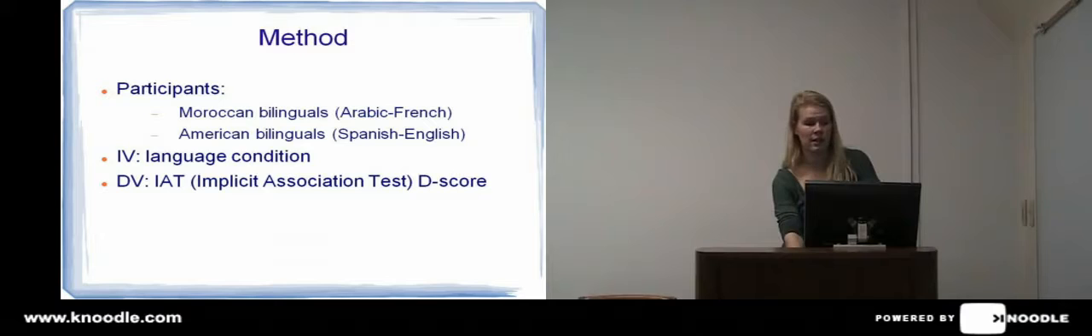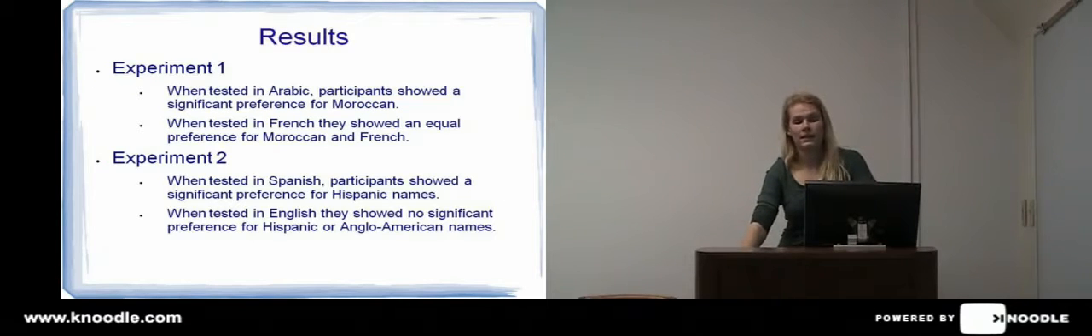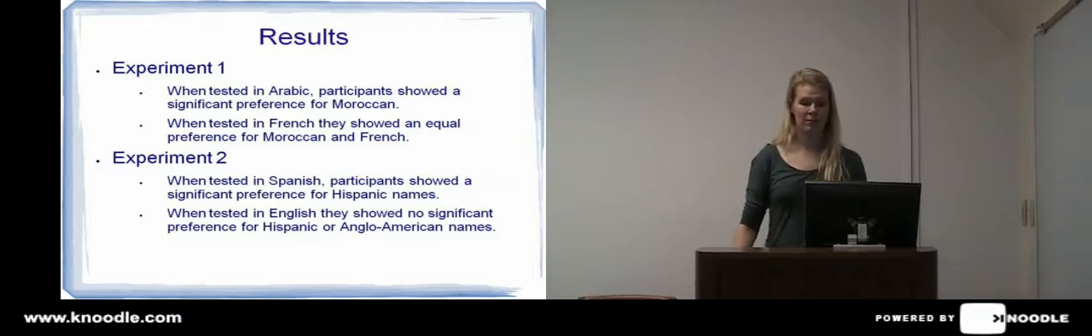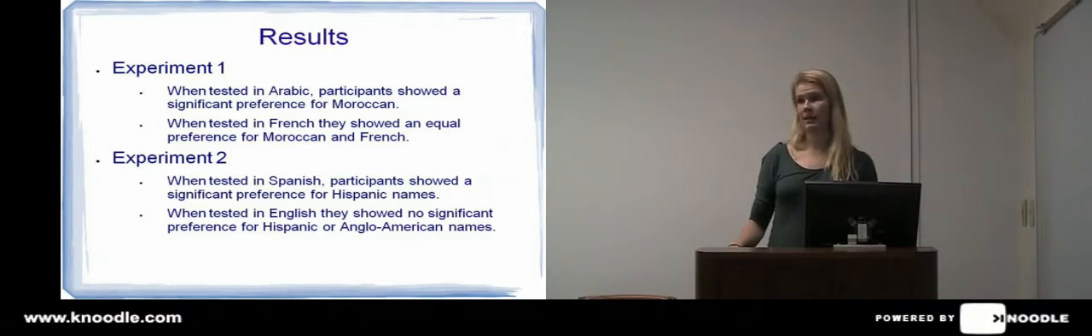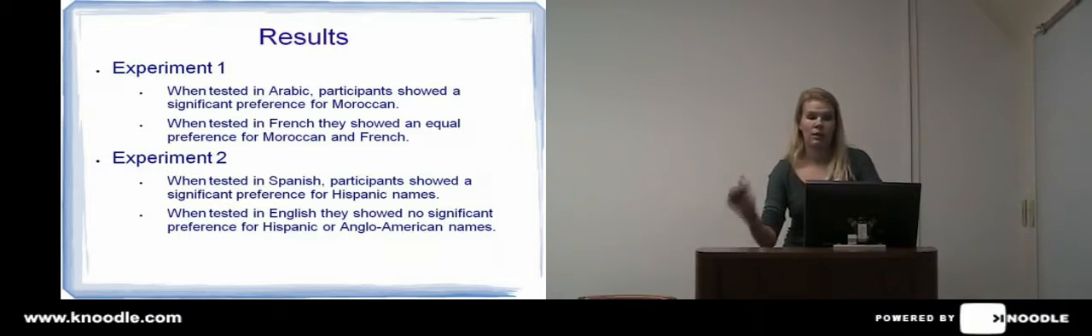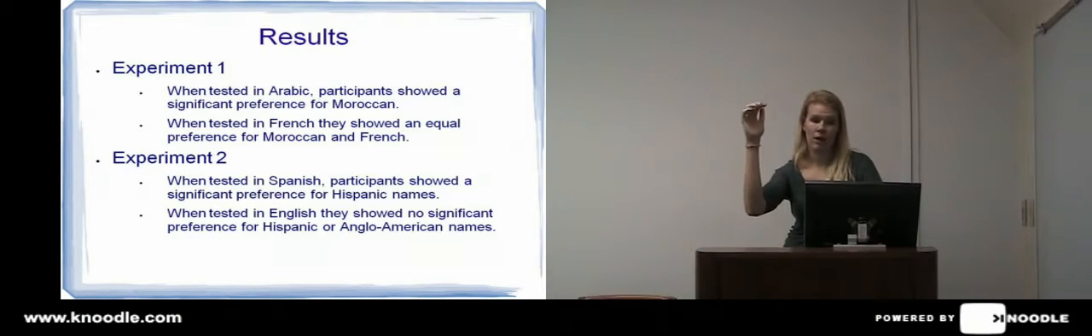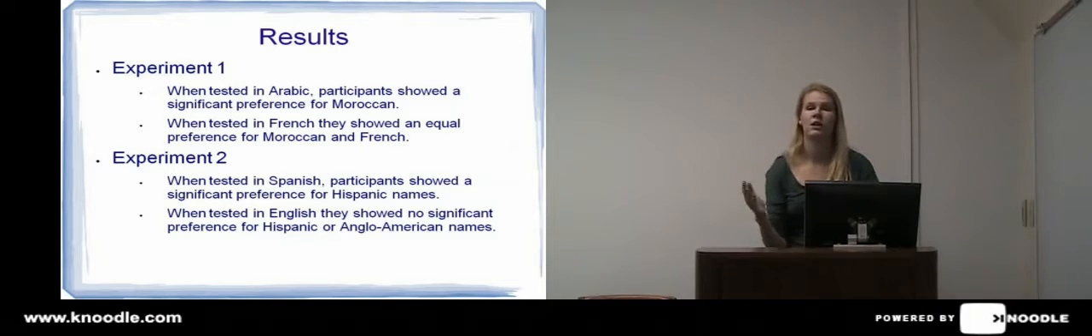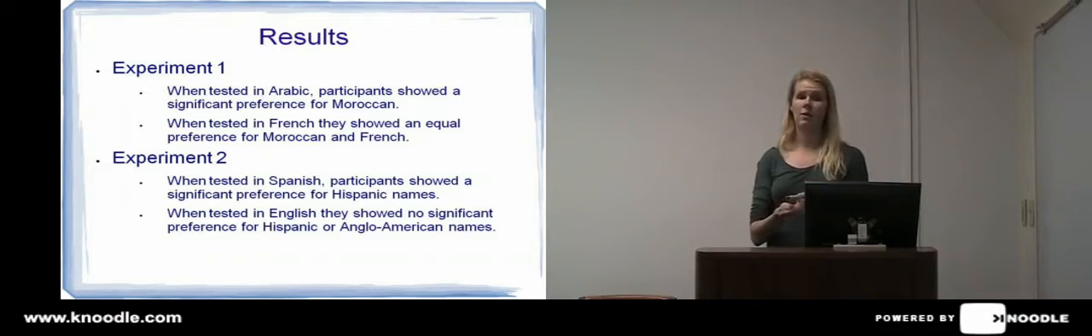The results of these studies were that when participants were tested in Arabic, the participants showed a greater and more significant preference for Moroccan names. And when tested in French, they showed an equal preference for Moroccan and French. Remember that the participants were tested in both languages, one after another. So this shows that their preferences towards Arabic and French names changed according to which language they were tested in. So clearly they had higher preference for Moroccan names when tested in Arabic, but when tested in French, their preference for French or Arabic names became equal.